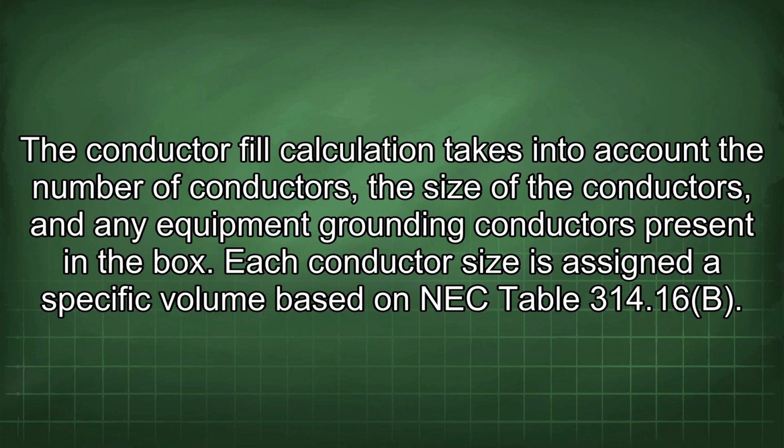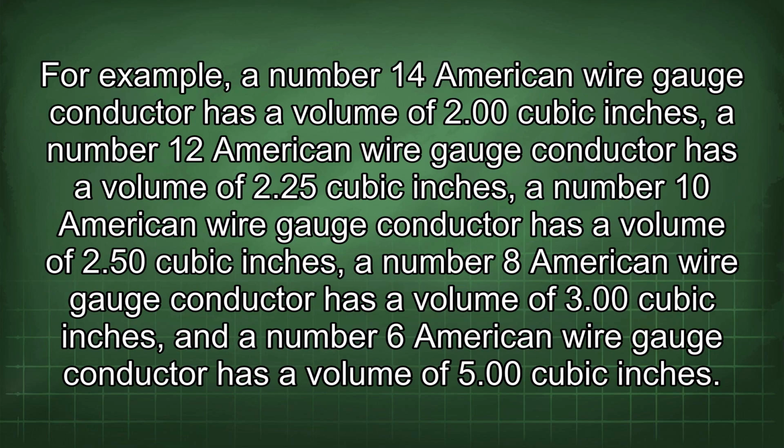Each conductor size is assigned a specific volume based on NEC Table 314.16(B). For example, a number 14 American wire gauge conductor has a volume of 2.0 cubic inches. A number 12 American wire gauge conductor has a volume of 2.25 cubic inches. A number 10 American wire gauge conductor has a volume of 2.50 cubic inches. A number 8 American wire gauge conductor has a volume of 3.0 cubic inches. And a number 6 American wire gauge conductor has a volume of 5.0 cubic inches.